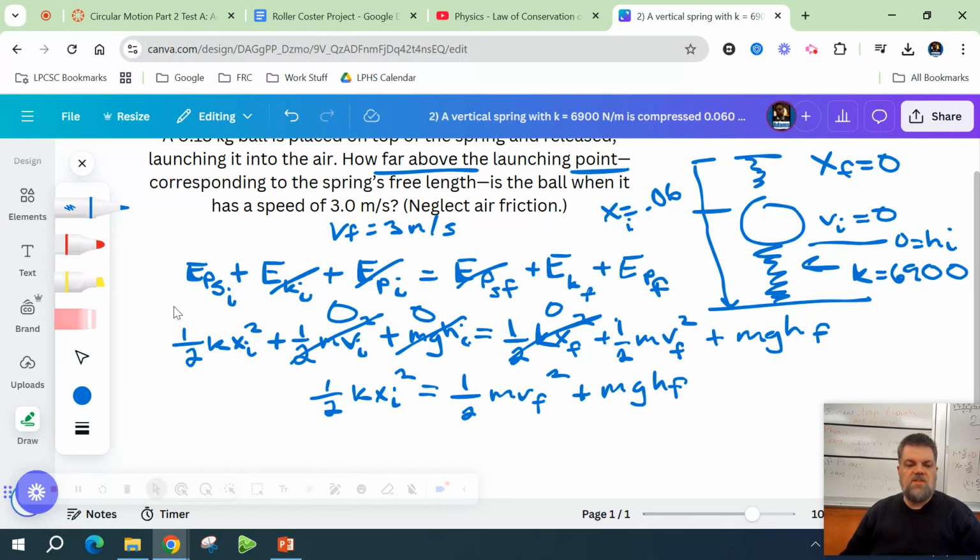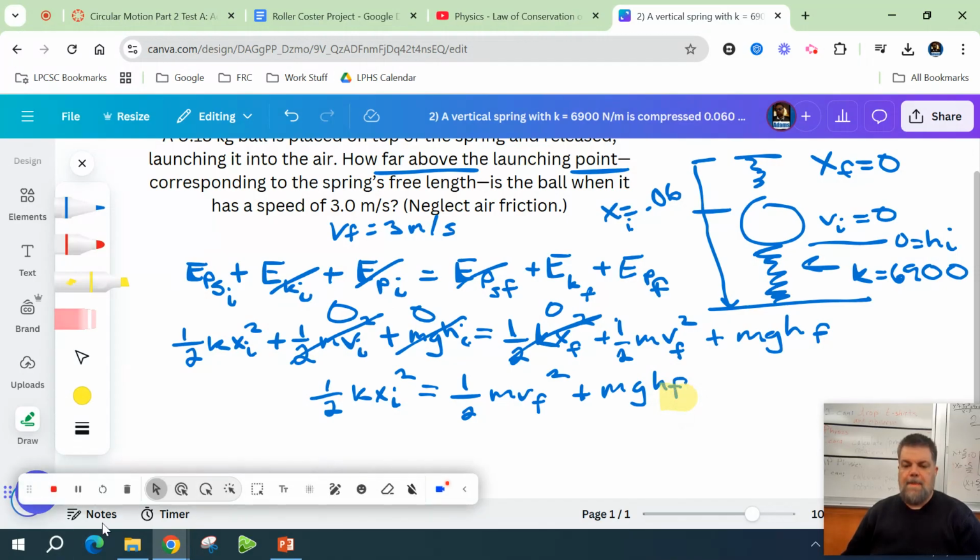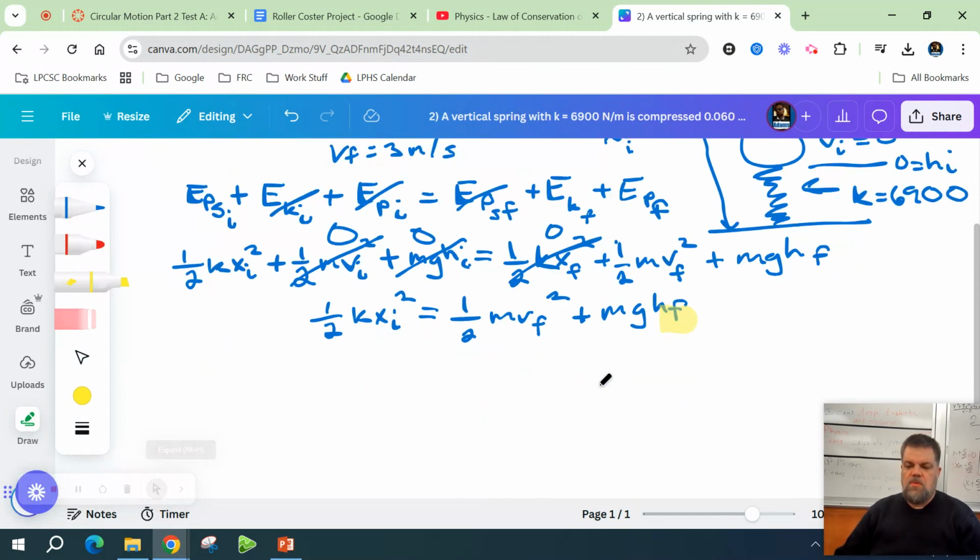So we really need to find this h final. We could plug the numbers in if we want. Or I could solve for h. So solving for h is an interesting thing that we could do. So the first thing I would need to do is add this to both sides. So I would say 1/2 times the mass times the final velocity squared to both sides, right?